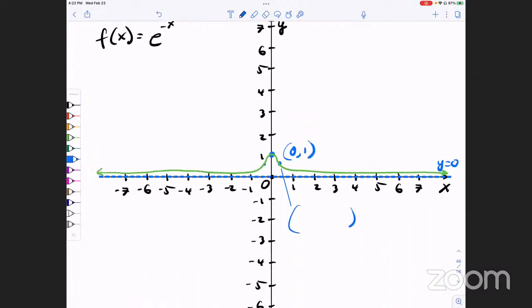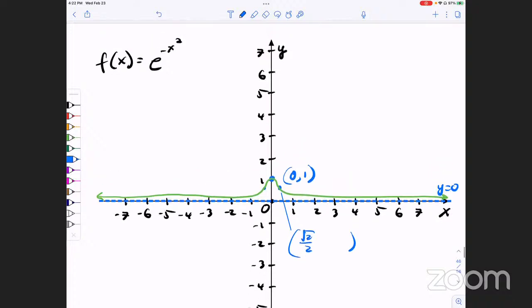this is root 2 over 2. And then this is going to be e to the power of a negative 1/2. And then the point over here is going to be negative root 2 over 2. And it's going to be, I think, the same thing, e to the negative 1/2. Okay, that was an adventure. But we get a graph like this.